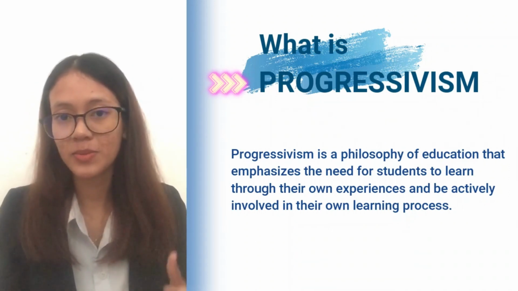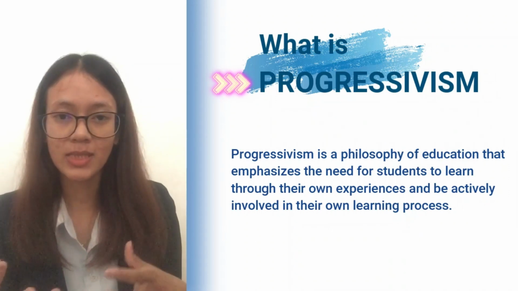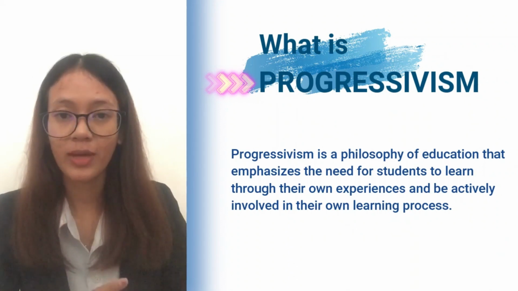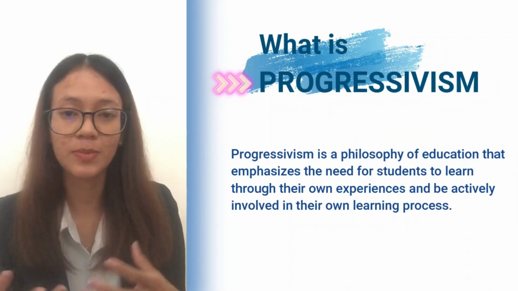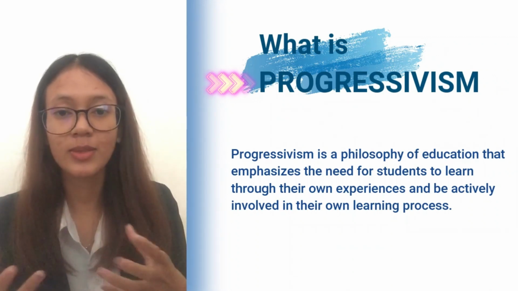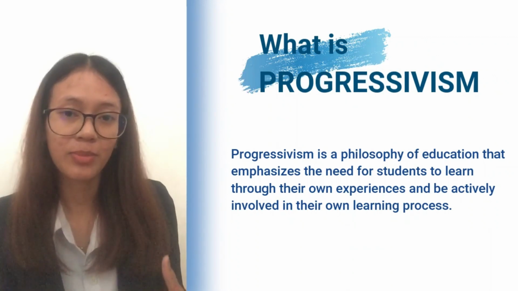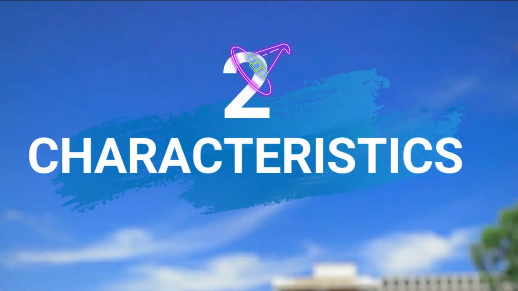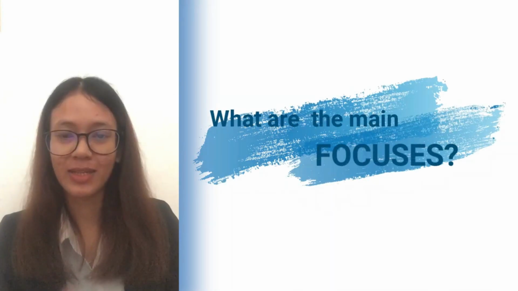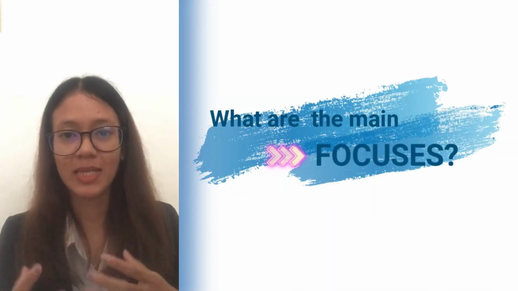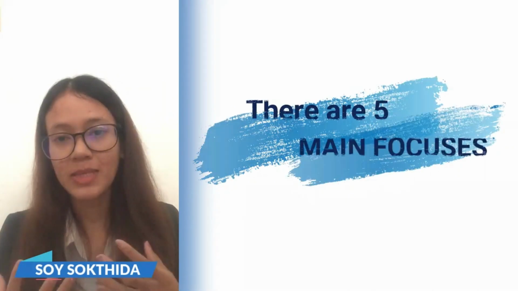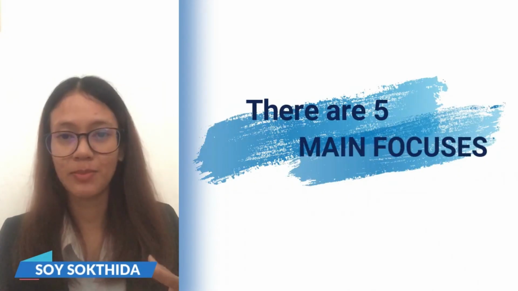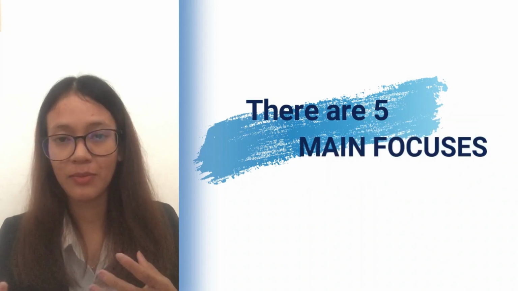So what is progressivism? Progressivism is an educational theory that focuses on the need for students to learn through their own experiences and to be actively involved in their own learning process. So what are the main emphases as well as the main focus of progressivism education? Basically, when it comes to progressivism education, there are 5 main focus.